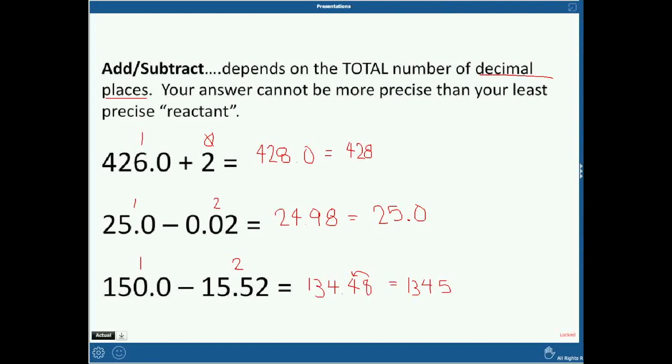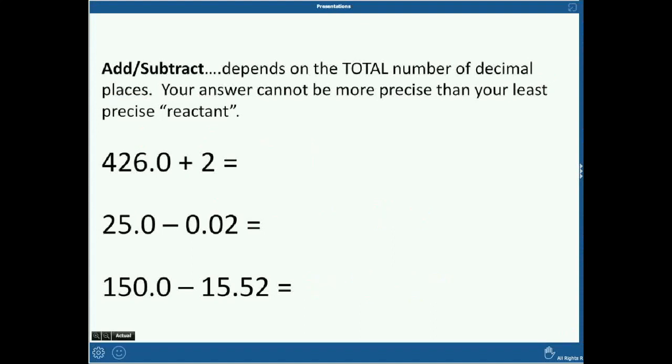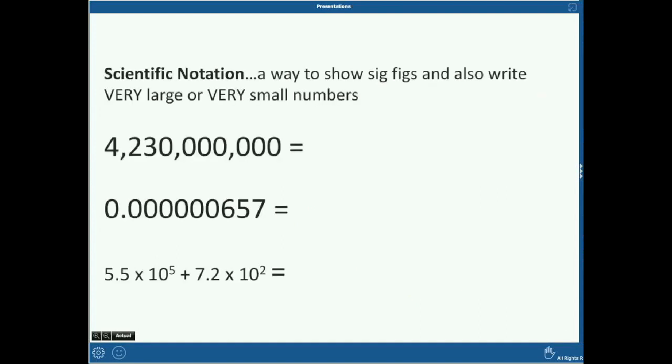Does that make sense? The biggest thing that I noticed with students that are doing addition and subtraction or multiplying and dividing is they'll mess up the rules. So like for addition and subtraction, instead of caring about decimal places, they'll look at the total number of sig figs, or like for multiplying and dividing, they'll look at the total number of decimal places. And so that's really where we have the biggest problem, usually what I see, is students mix up the rules between addition and subtraction and multiplication and division.